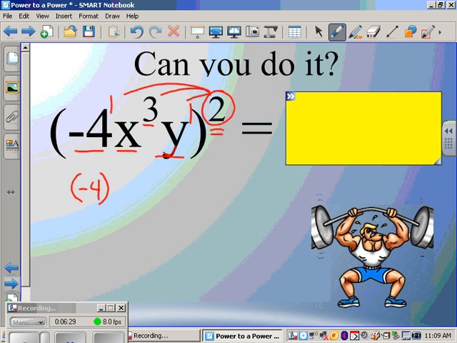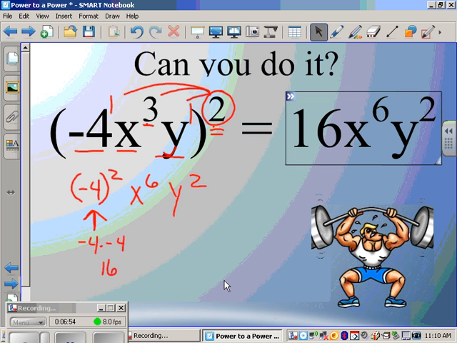So what it will look like is the -4 will now have an exponent of 2. The x will have an exponent of 6 because 3 times 2 is 6. And then the y will have an exponent of 2. And then the last thing we need to do is simplify the -4 squared, which means -4 times -4, or positive 16. So our final answer should be 16 x to the 6th y squared.